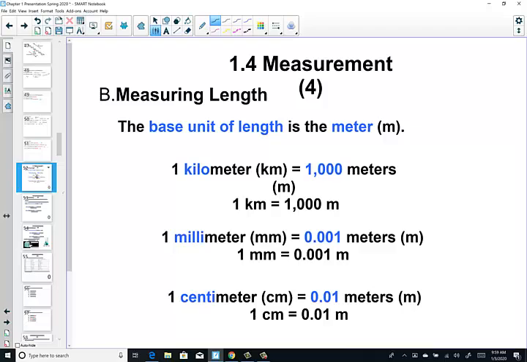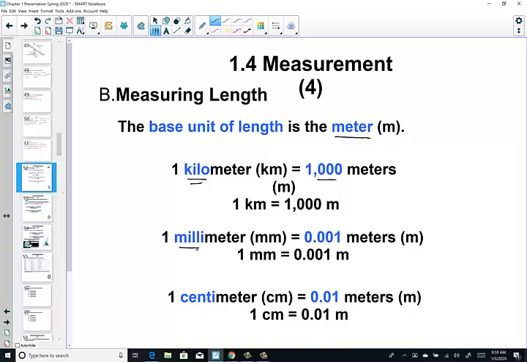When we measure length, we do so in a base unit known as the meter, which is a lowercase m. And notice that we have these prefixes to help us realize if the unit we're measuring in is larger or smaller than the base unit. If the base unit is a meter, we would see the prefix kilo representing 1,000 meters. A kilo means 1,000 in the metric system.